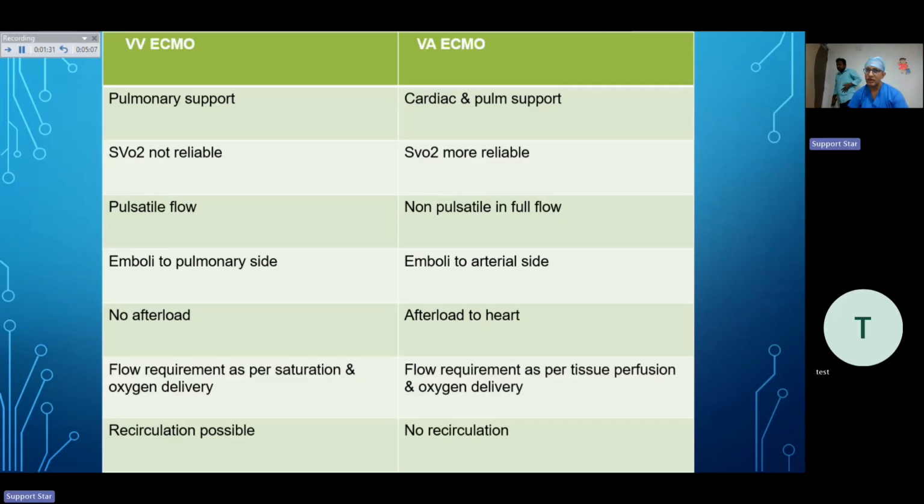Because of the competitive circulation from the native heart and the ECMO circuit. So the flow requirement in VV ECMO is as per the saturation and oxygen delivery, whereas the flow requirement is guided as per the tissue perfusion requirement in VA ECMO. In VV ECMO, because you're either draining from SVC and returning to IVC, or draining from IVC and returning to SVC, there is a recirculation of the same blood possible, causing patient hypoxia. Whereas in VA ECMO, because you are returning back to the artery, there is no recirculation.